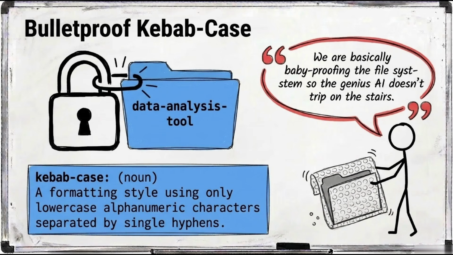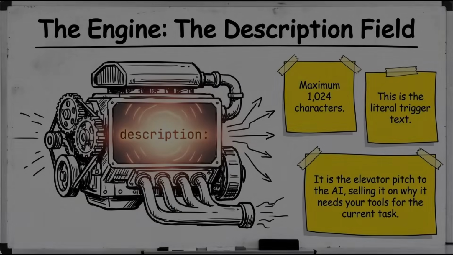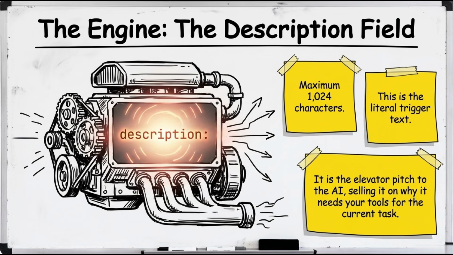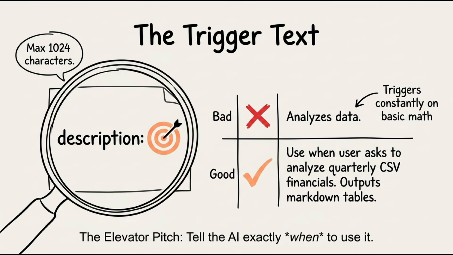So below that rigid name field on our sticky note, we find what is arguably the most critical piece of the Frontmatter, which is the description field. The description field is the absolute engine of the whole system. It's limited to a maximum of 1,024 characters. And this isn't just a polite summary for human developers to read. This is the literal trigger text. The trigger text. So when the AI is sitting idle, this description is the only thing it reads to determine if it should activate your skill. Exactly.